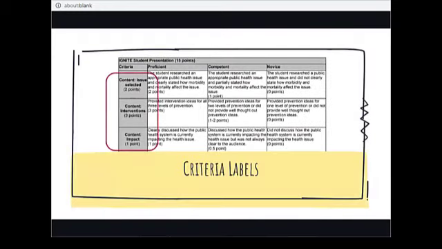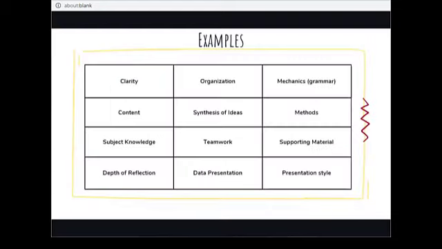Let's talk about creating criteria labels. This part of the rubric lists those specific aspects of the task or concept that the student will be evaluated on. These may include things like accuracy, organization, creativity, or use of evidence. The criteria should be clear and specific so that both the student and the evaluator understand what is being assessed. Each criterion should focus on a different skill and be measurable in the student's work. Here are some examples: clarity, synthesis of ideas, data presentation, mechanics.